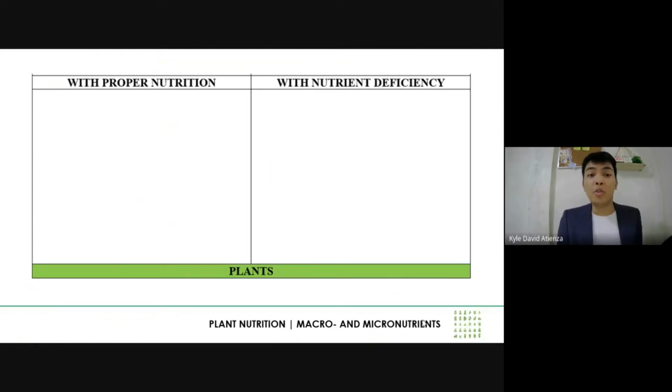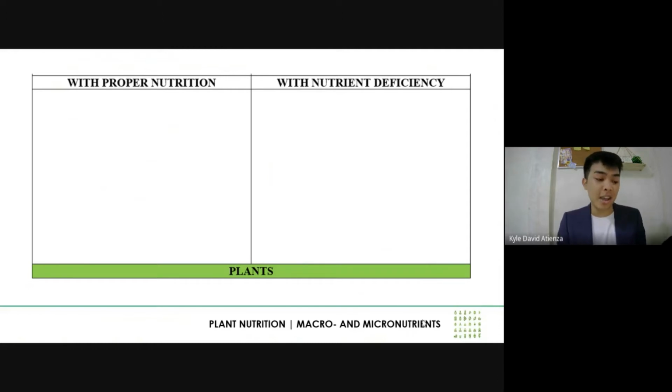After that, I want you to draw your own version of plants with proper nutrition and plants with nutrient deficiency. How do you think plants would look like if they have proper nutrition, and how do you think plants would look like if they have nutrient deficiency? Afterwards, I want you to reflect or answer the following process questions found in your self-learning module.